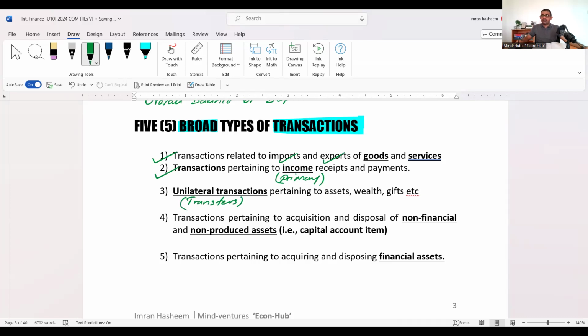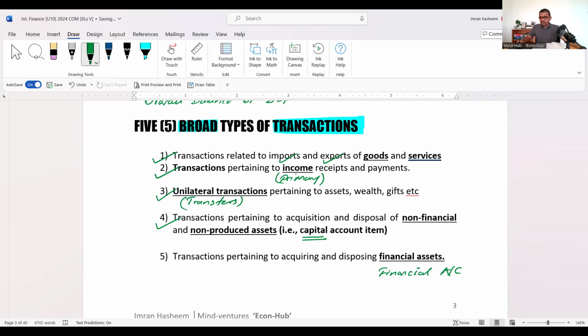Both current nature and capital nature we include. Okay, unilateral. So number 3. Number 4, we have non-financial, non-produced assets. This is what we talk about in the capital account of the balance of payment. Non-produced, non-financial assets. So that's number 4. And number 5, financial assets. So this is what we talk about in the financial account.